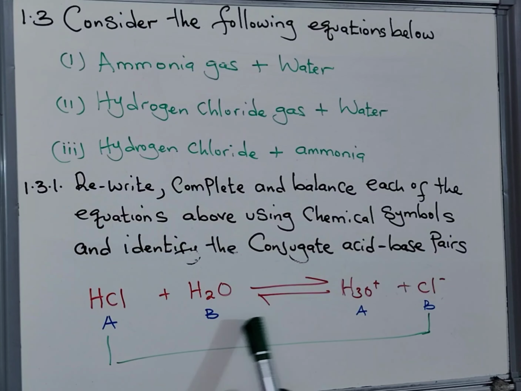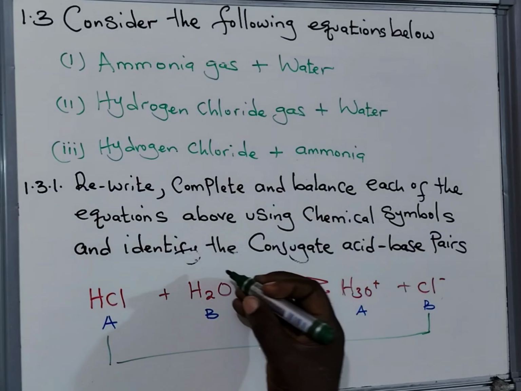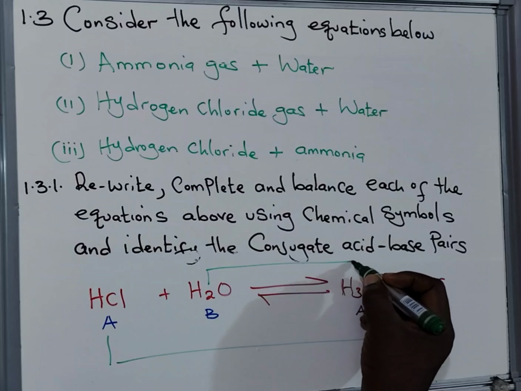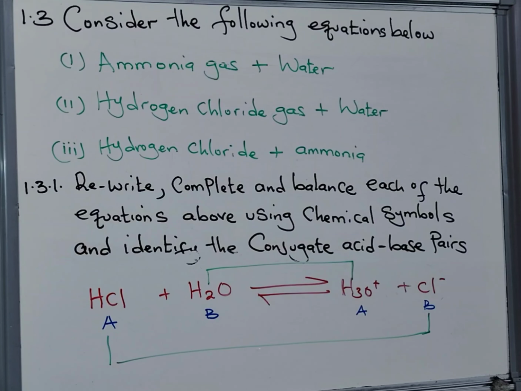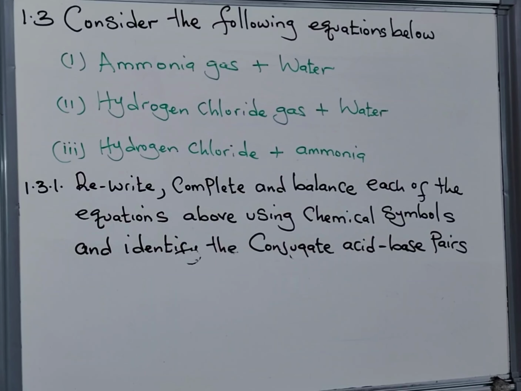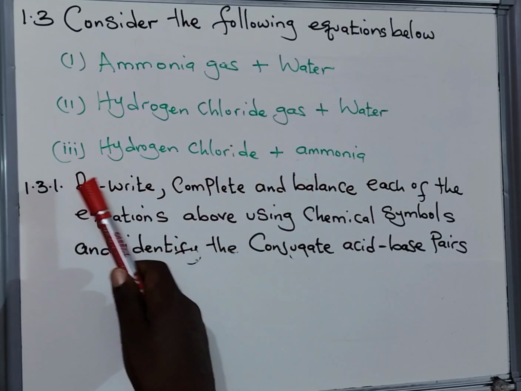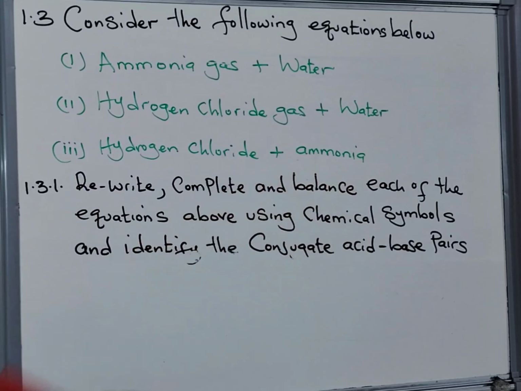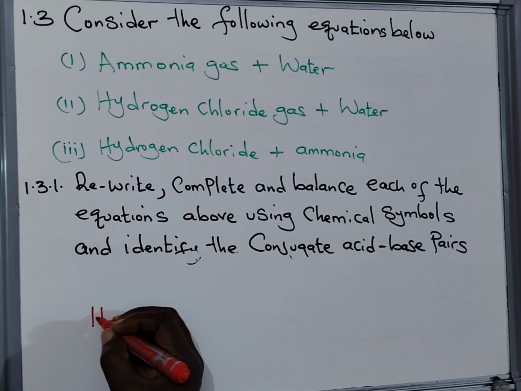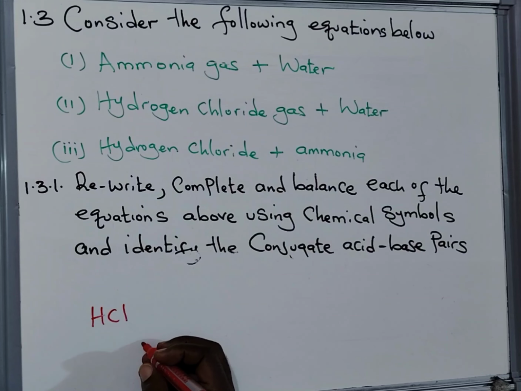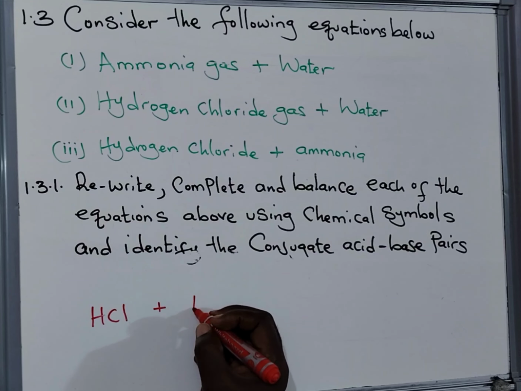Okay, then when you look at these two, the difference is also 1H. So these two are also conjugate acid-base pairs. Then you come to 3, hydrogen chloride plus ammonia. Okay, what do you have here? You have hydrogen chloride plus ammonia.